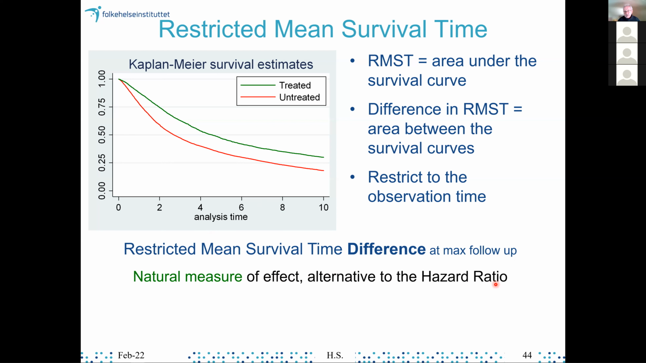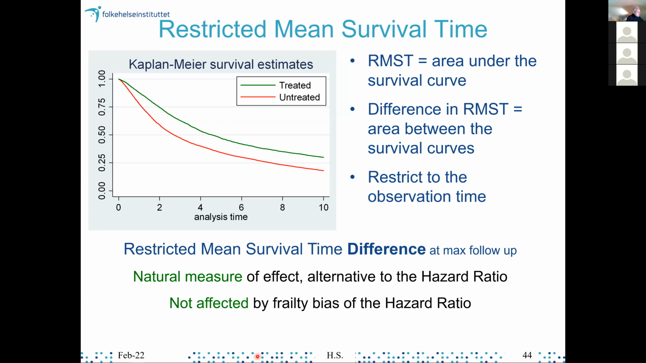I don't know if you've thought about this, but a hazard ratio is actually very difficult to understand. If you try explaining to somebody on the street what a hazard ratio is, I think people will find it difficult to understand. A restricted mean survival difference, however, is very easy to understand. They live 5 years longer in the West in Oslo. Easy to understand.